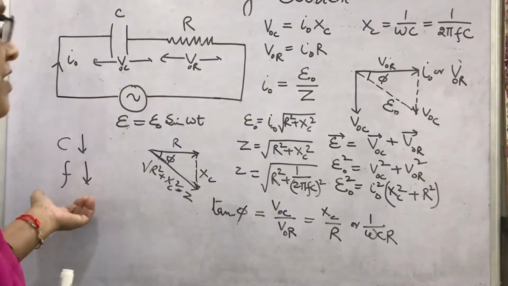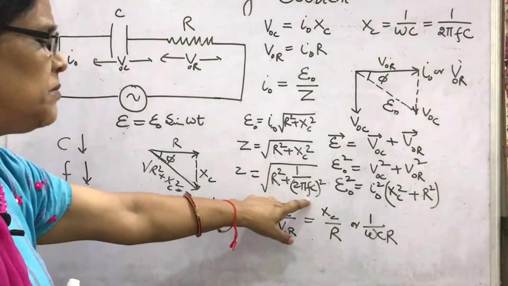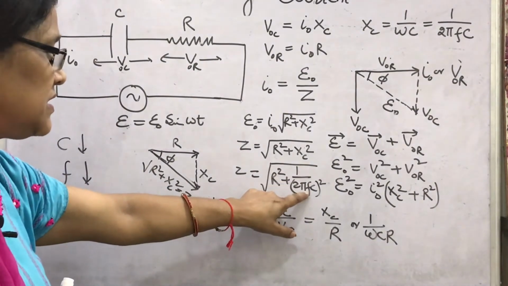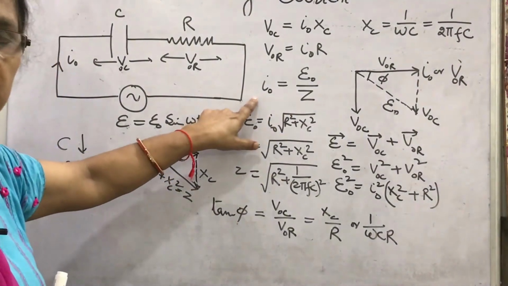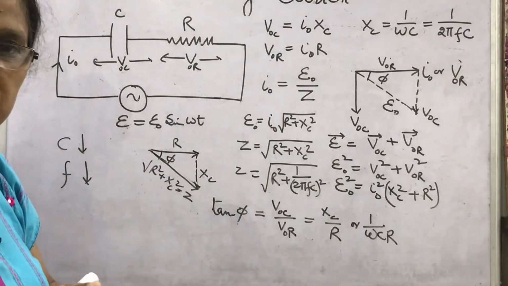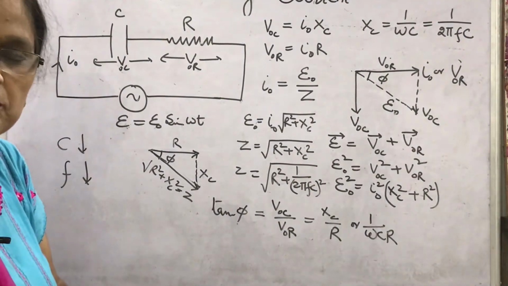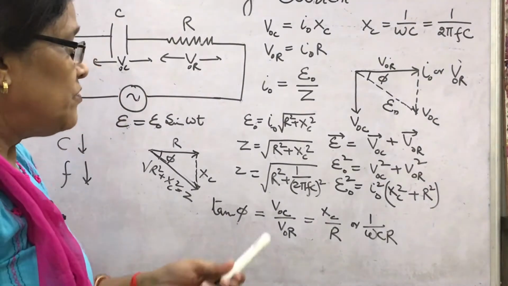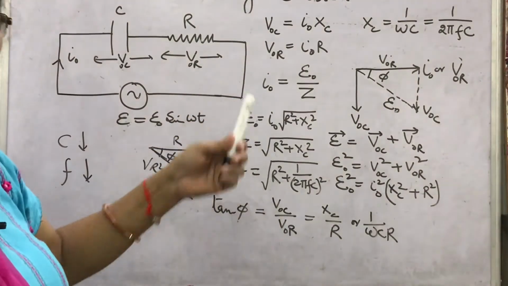Similarly for frequency, if the applied source frequency decreases, the result is the same. F decreases, 1 upon F will increase, Z will increase. If Z will increase, then I will decrease, therefore glow will decrease. So in this way you have to think for the concepts. We will try a few more questions on CR circuit in series.